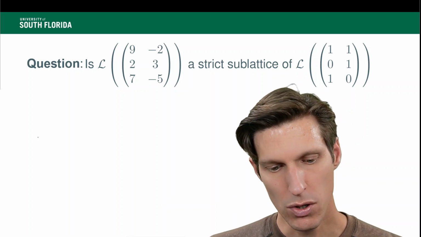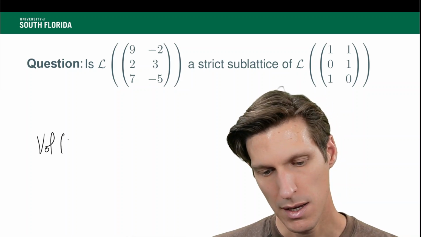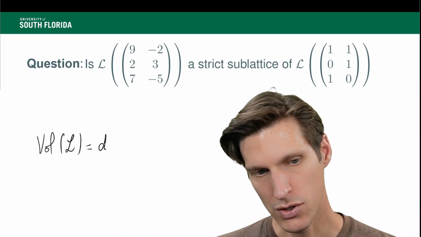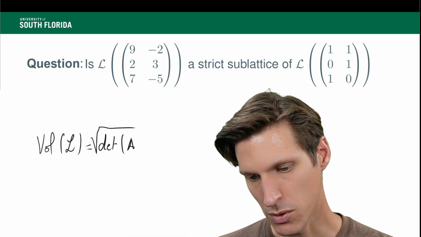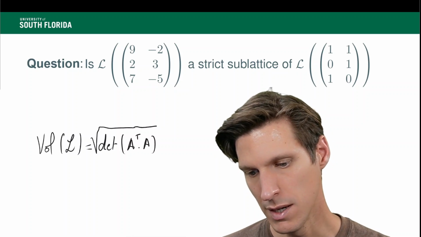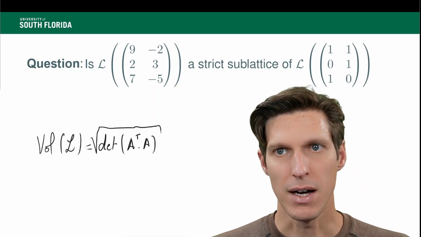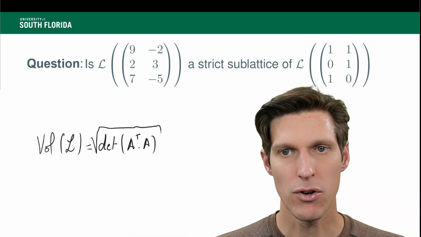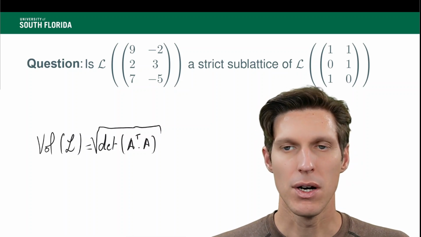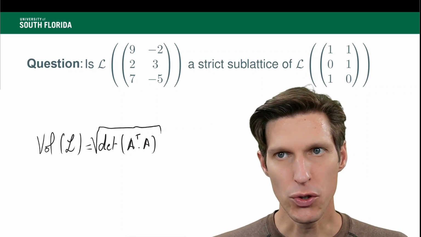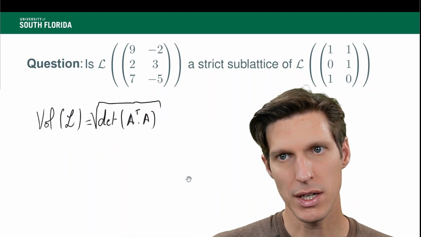Okay, so real quick, the volume of a lattice that is generated by the columns of the matrix A is the square root of the determinant of A transpose times A. Okay. So I'm going to calculate the volume of those two lattices. Now, if they have the same dimension, then whoever has the larger volume is strictly included in the other one. Now, if they have the same volume, then I can conclude that these two lattices are in fact equal. Okay, so let's calculate the volume.